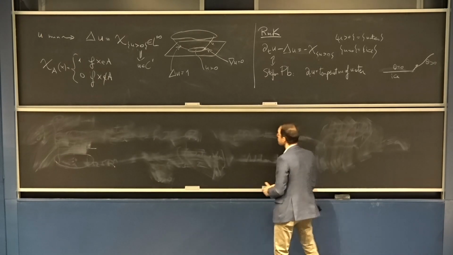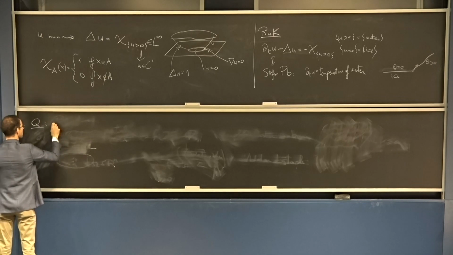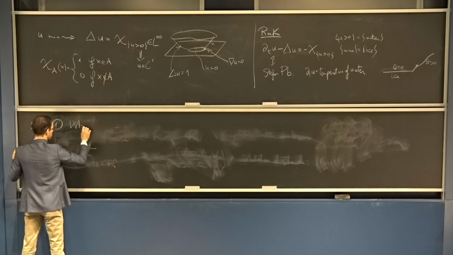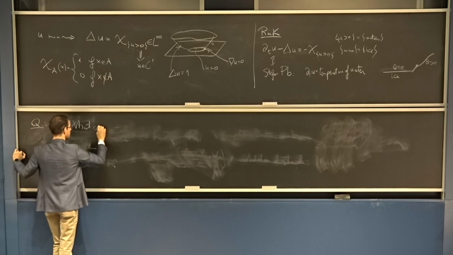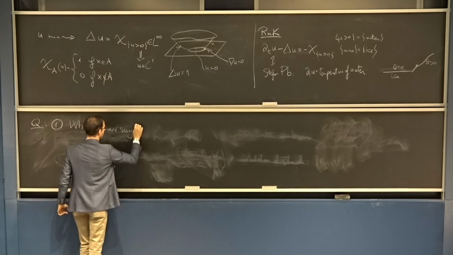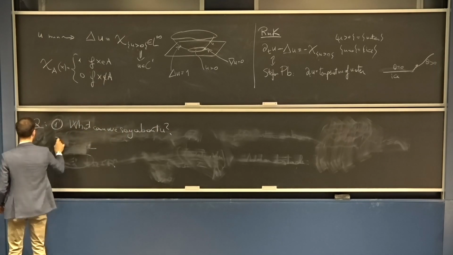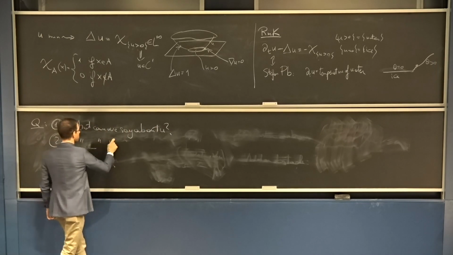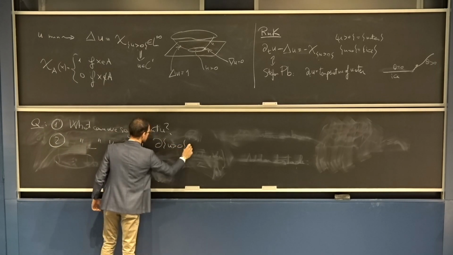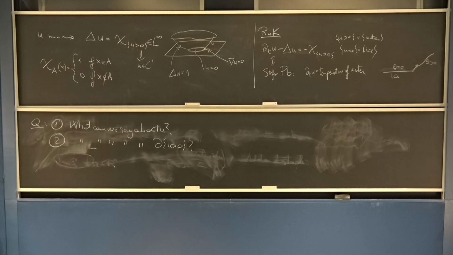And so the questions that we want to understand. So first question is, what can we say about U? And second question, what can we say about the free boundary, which is the boundary of U positive? So we want to understand both the function and its free boundary.